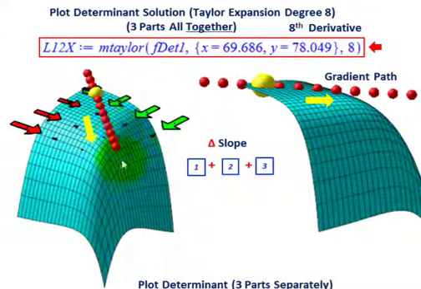So what we're looking at is this here. I've got the Taylor expansion itself here with the determinant, plotted out here in 3D based on the expansion. It's adding everything together, the change in slope, 1, 2, and 3, the 3-part solution, everything added together. So it's got this function here.